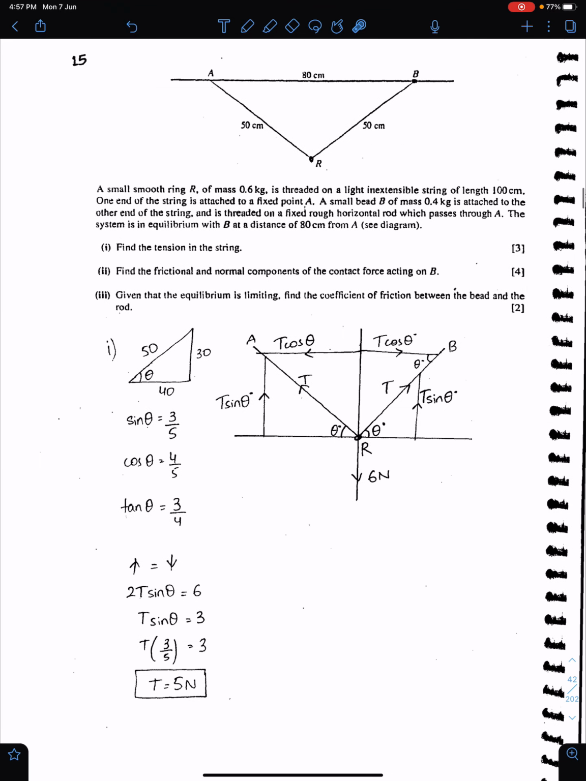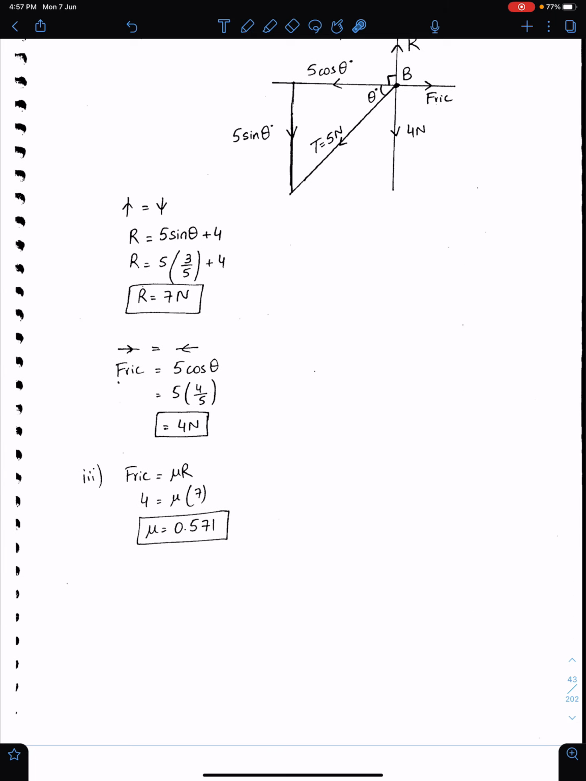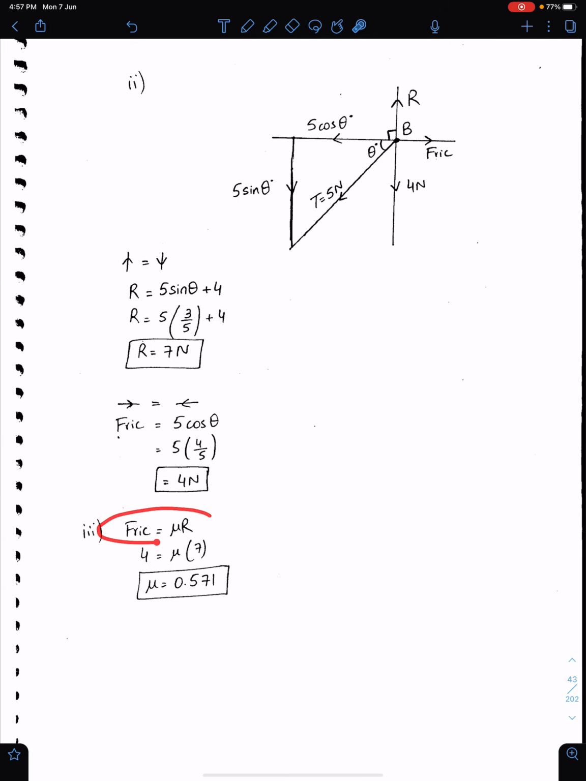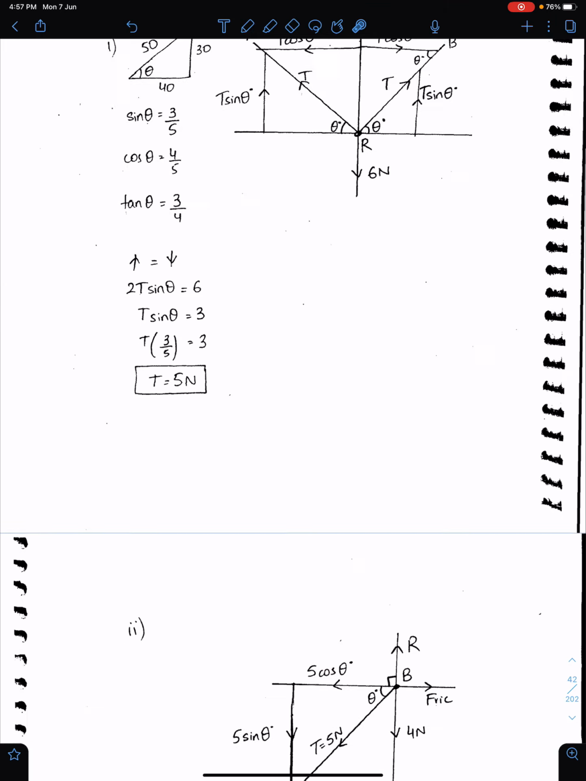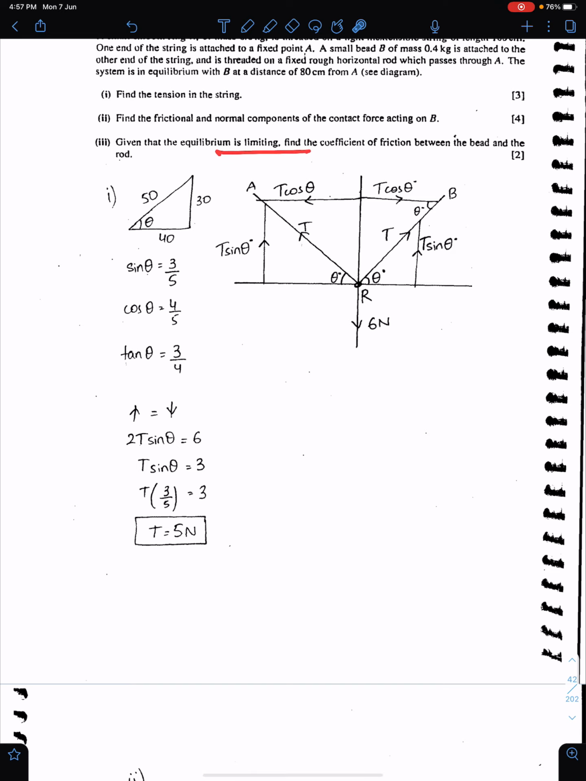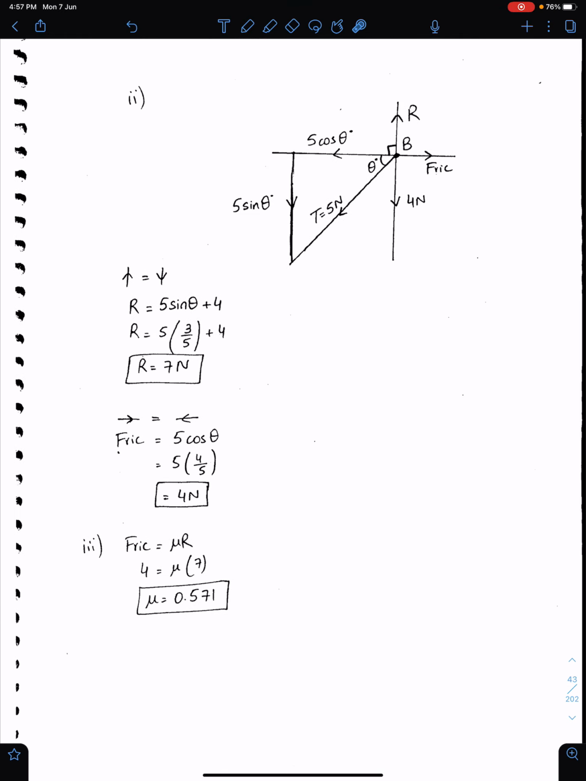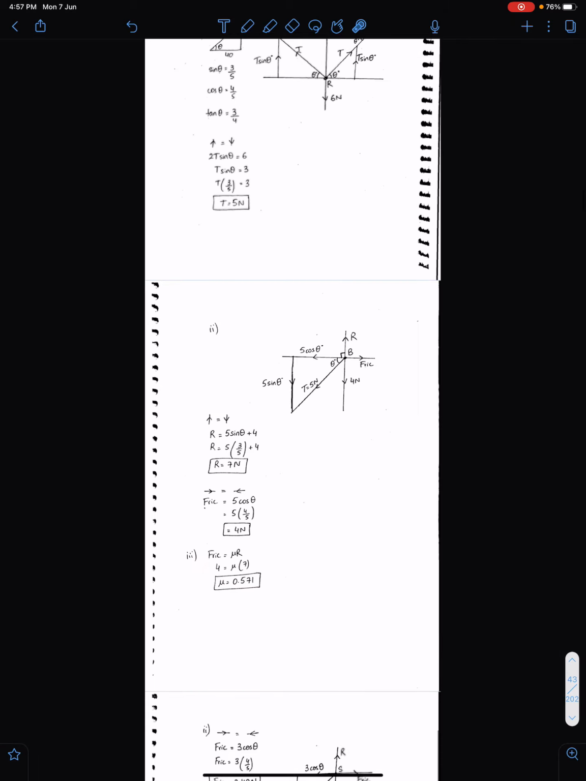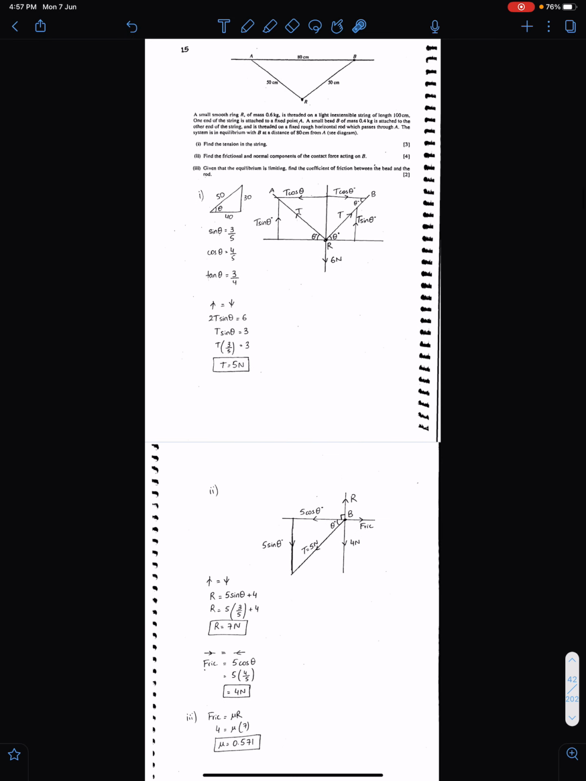Now the last part, we need coefficient of friction. You just need to use this formula. Friction is equal to mu R because the system is in limiting equilibrium. Whenever system is in limiting equilibrium, always use this formula. This is the coefficient of friction up to 3 significant figures. Take the screenshot of this solution because this question is very important.